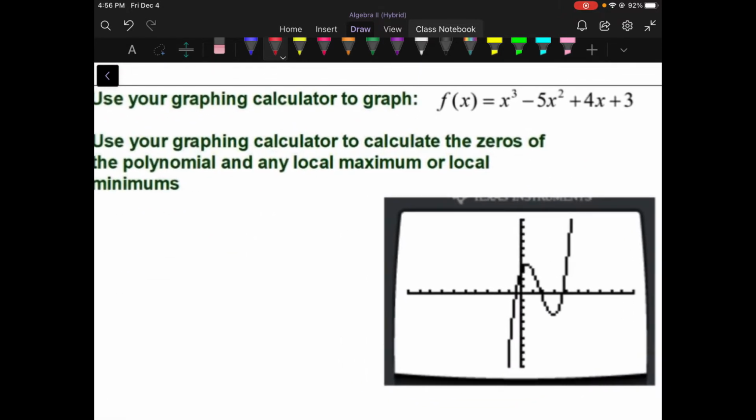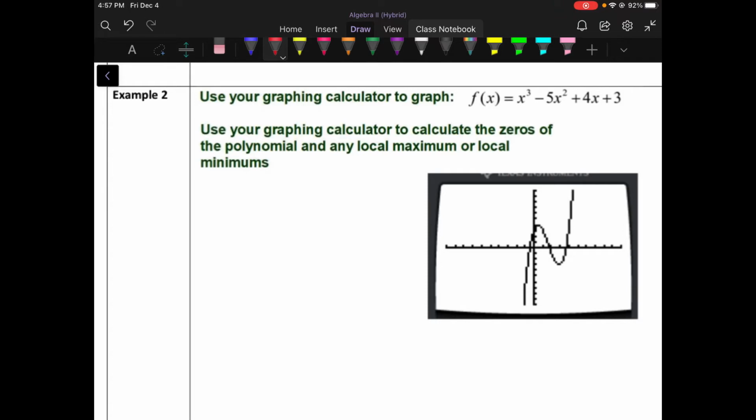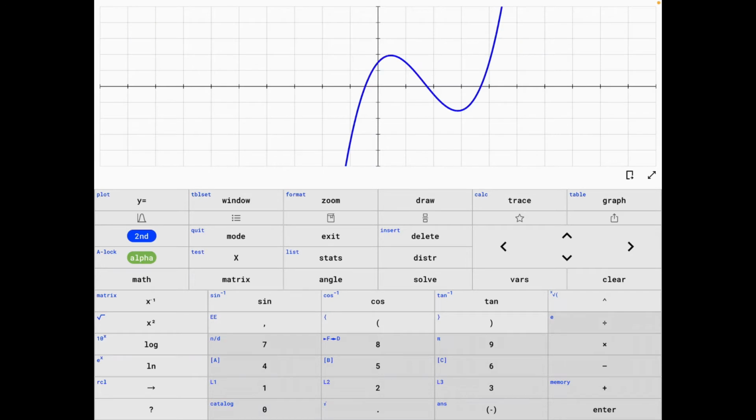All right, so use the graphing calculator to graph. Oh, wow, how convenient. There it is. Look at that. Okay. Use a graphing calculator to calculate the zeros of the polynomial and any local maximums or local minimums. So while it is conveniently graphed, we do need to open up the graphing calculator app and graph that out quickly. So let it load here. Then go to y equals. Again, if you have anything typed up there, just hit clear before you start typing in your new function. So now we're going to go x to the third. Don't forget to hit that little right arrow to bring it back down out of your exponent. Minus 5x to the second. Again, hit the right arrow to bring it down. Plus 4x plus 3. Once you have it typed in completely, just go ahead and hit graph.